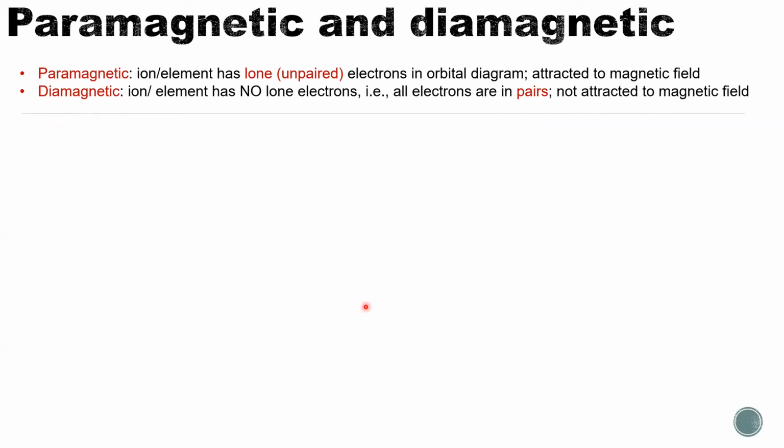Let's take an example to determine whether an element or an ion is paramagnetic or diamagnetic. Is chromium atom paramagnetic or diamagnetic? Now how about iron, and how about copper 1+? You can pause the video and try to work it out yourself first.